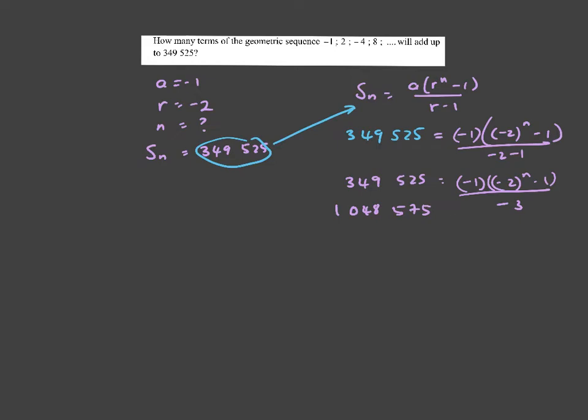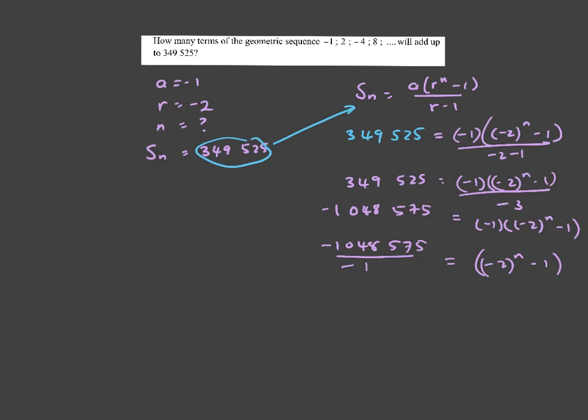And that then is equal to minus 1 times minus 2 to the power of n minus 1. Okay, so what's our next step? We want to get rid of this minus 1 here. If you multiply by minus 3, that will be a negative. So the first thing is we want to get rid of this minus 1 times this bracket. So you're going to divide by minus 1 on both sides, right? So we've got minus 1,048,575 divided by minus 1 is equal to minus 2. We can still have it in brackets just for now.